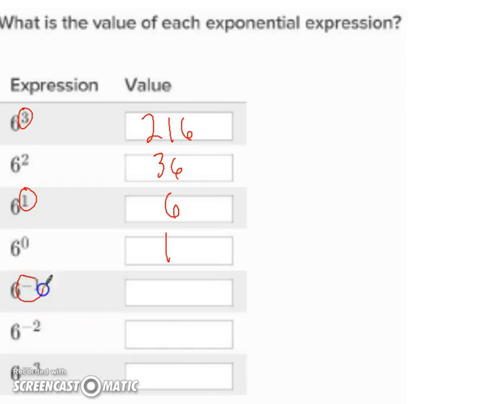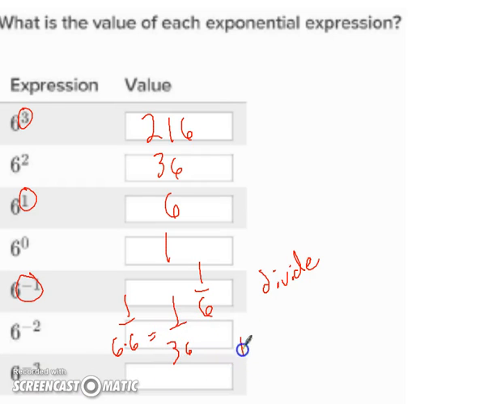Okay, and then these, oh my goodness, they're negative. That must be confusing. No, negative exponents just mean divide. Okay, so I divide by 6 one time. It looks like this. 1 divided by 6. I divide by 6 two times. It looks like this. So that's just 1 over 36.